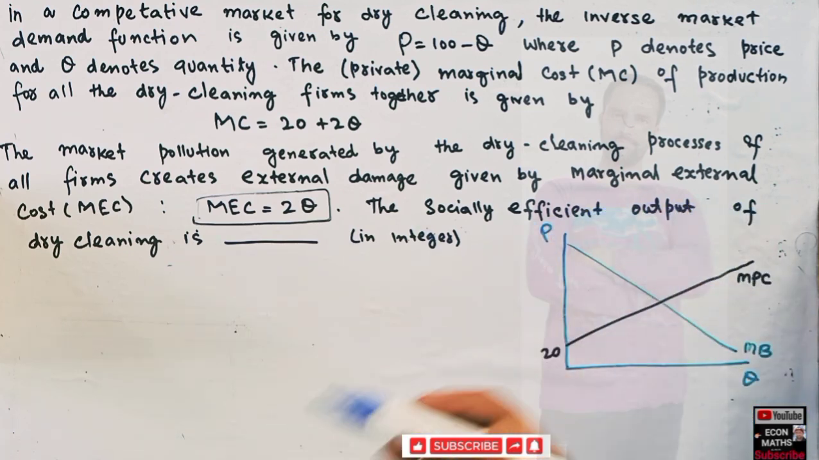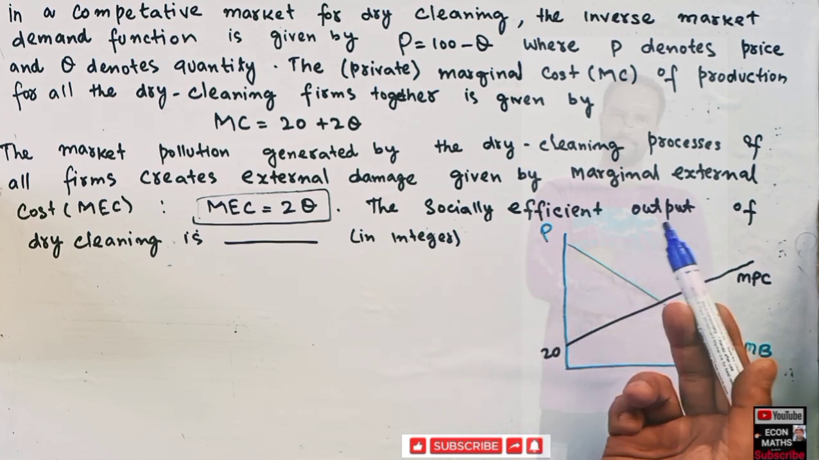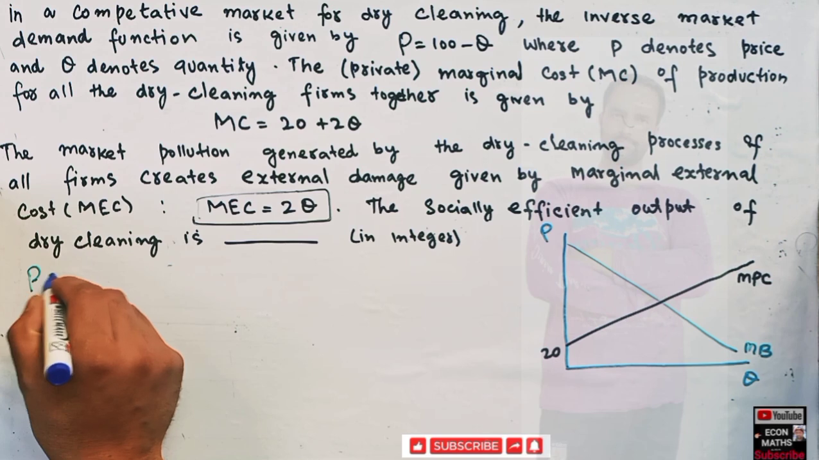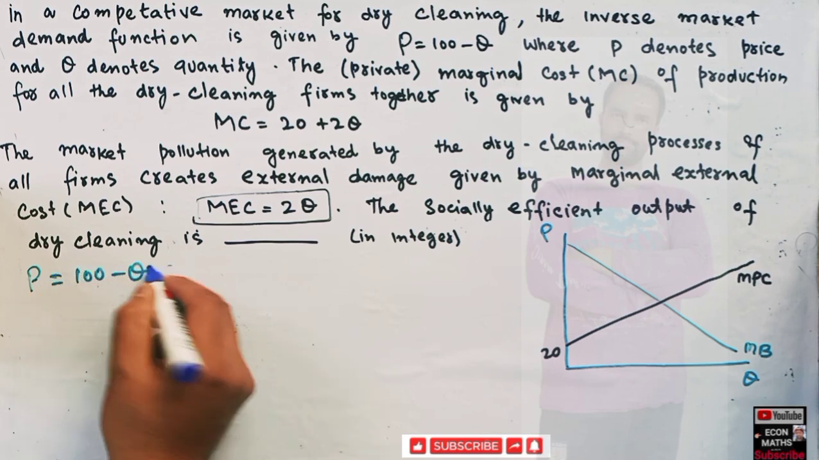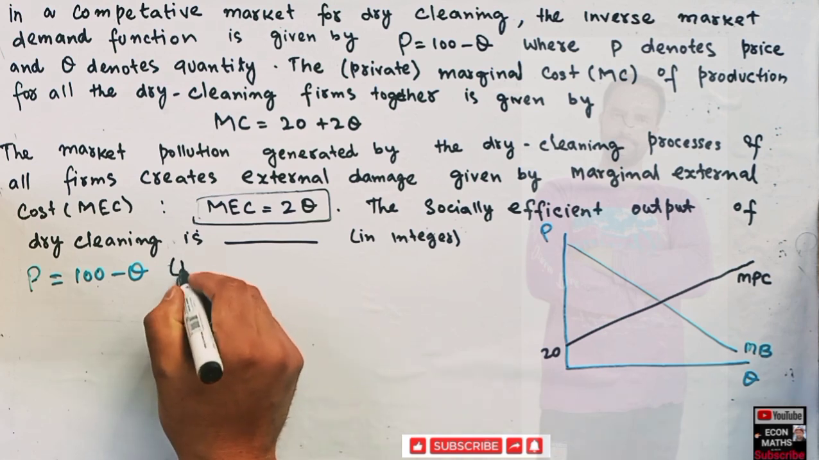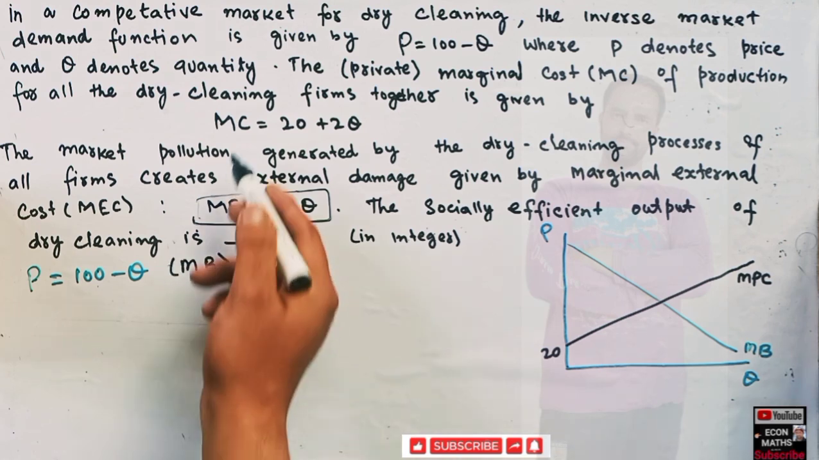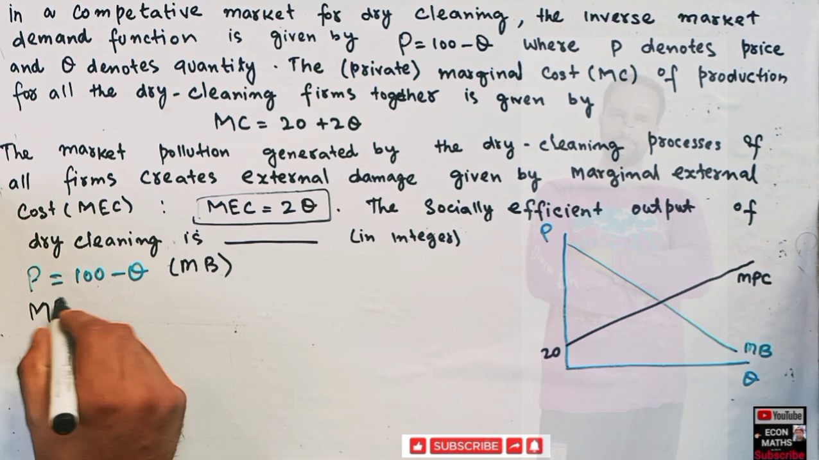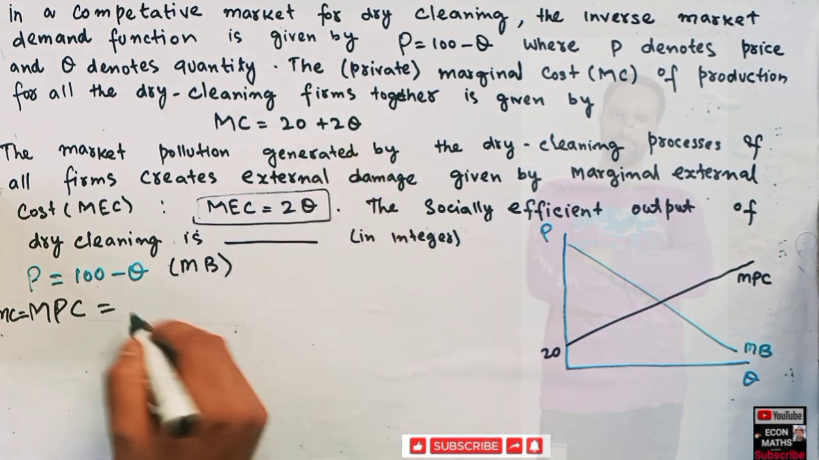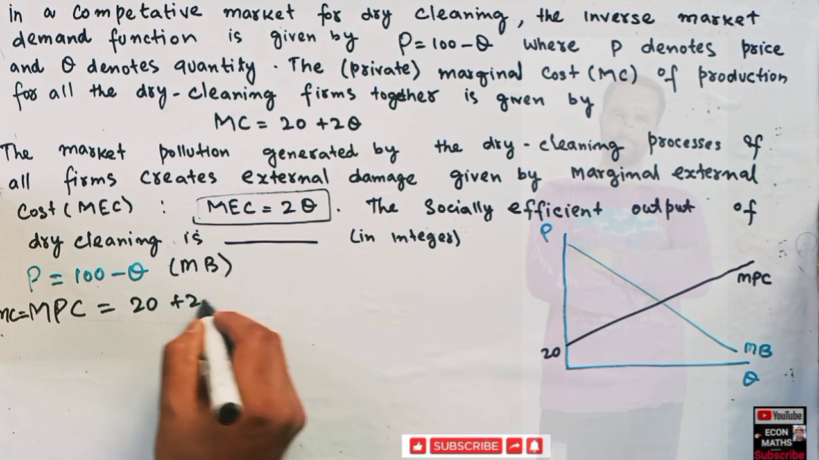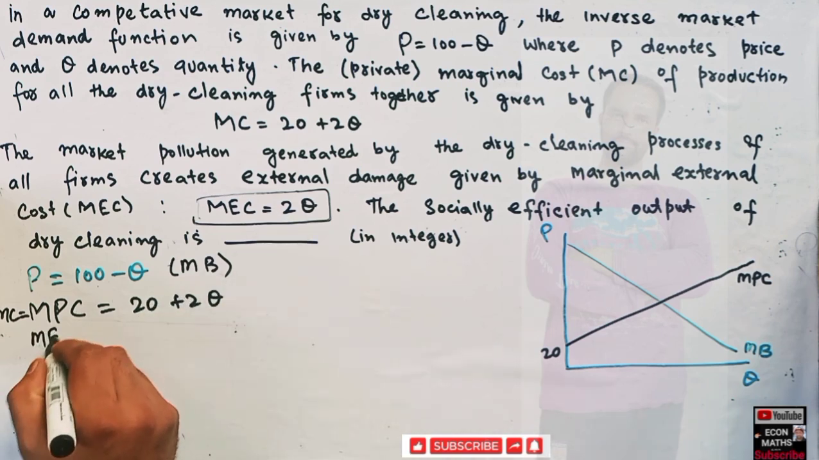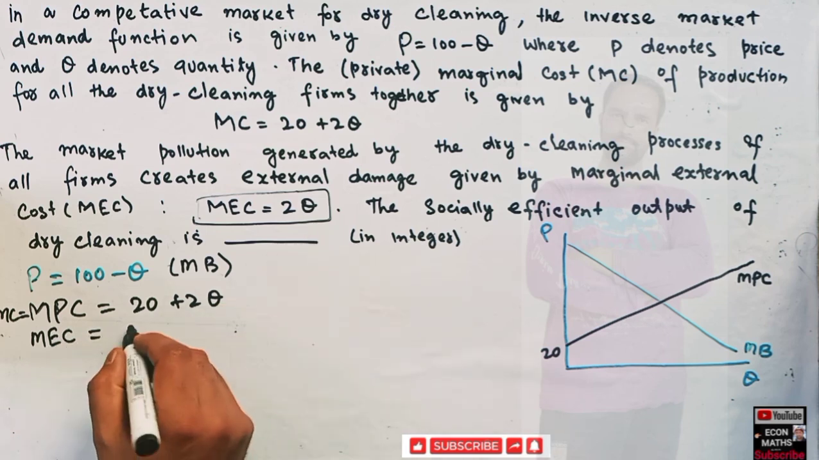How much will we produce at a socially efficient point? What we are given here is price is equal to 100 minus Q. This is our marginal benefit curve. Our marginal private cost is given as 20 plus 2Q. This is our marginal private cost, and marginal external cost is given as 2Q.